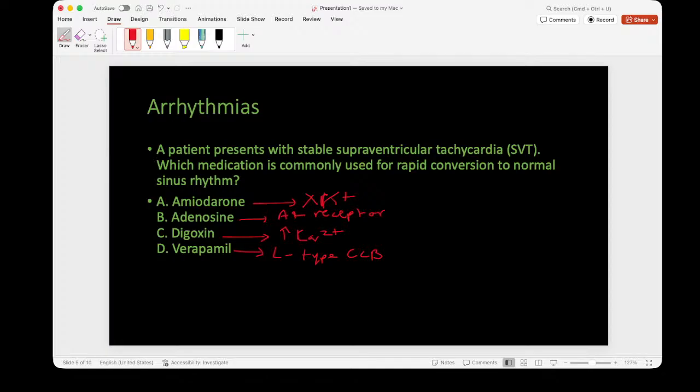So what happens when the A1 receptors are activated? It's going to open the potassium channel. It's going to cause the potassium to leave the cell. The cell becomes hyperpolarized, and then the overall AV node gets slowed.